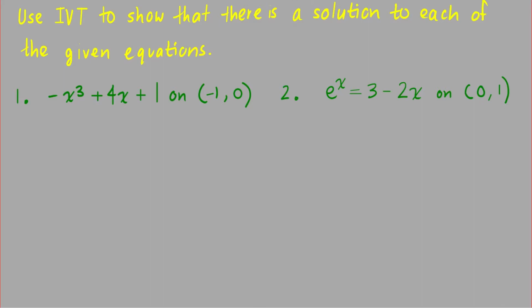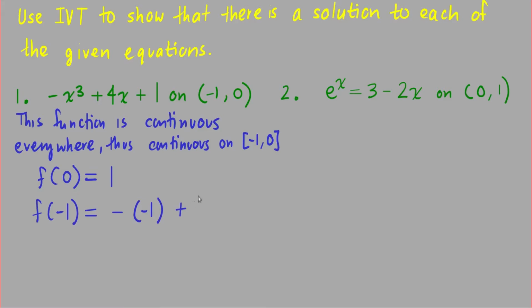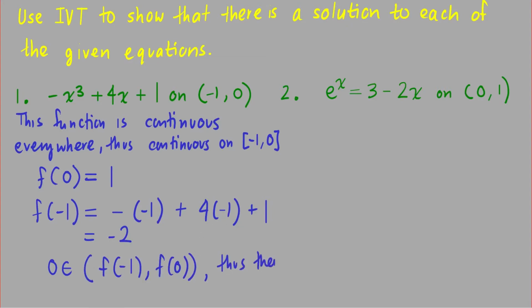Let's go over some examples. For negative x to the third plus 4x plus 1 on the open interval negative 1 to 0, first we have to mention that the function is continuous everywhere, thus it is continuous on our interval of interest, the closed interval [-1, 0]. Now all we have to do is evaluate the endpoints of that interval. f of 0 gives us 1, and evaluating f of negative 1, if we work it out, will give us negative 2. Thus we have a positive and negative value like we are looking for, and 0 exists between those two values, so we can conclude that this function has a root in the given interval.